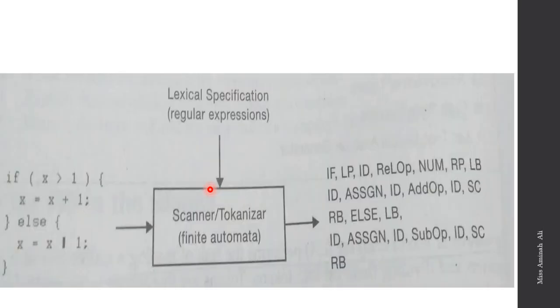Later you can see this is a typical scanner or tokenizer. Actually this is a lexical analyzer and how it works. This is a very typical example. This is the lexical specification. It means we give a certain specification of how we are going to make tokens. This is a certain block of code, like if x is less than 1 and all that code, and here we can see that the tokens are made.